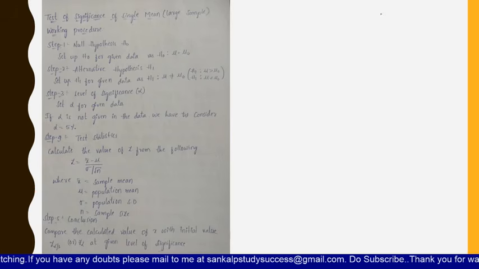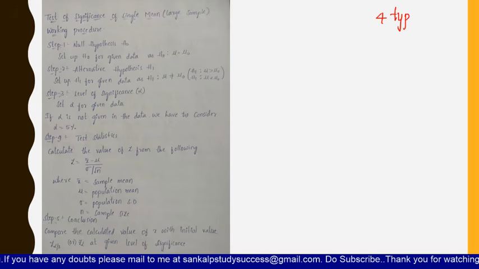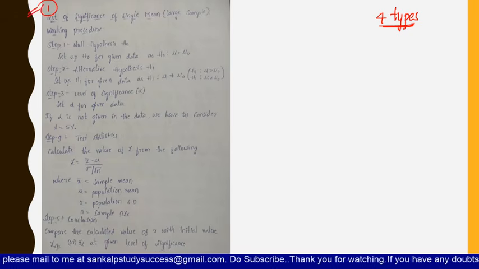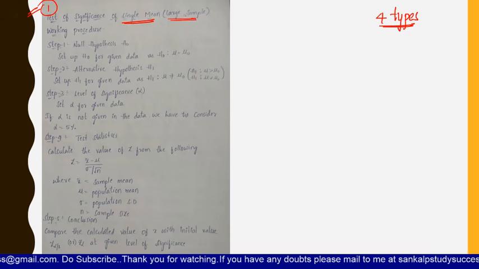We have discussed there are 4 types of problems or 4 types of test statistics. Now let us see all the 4 types one by one. The first one is the test of significance of single mean. From here we are going to have the problems for each type. This is the most important thing where we need to concentrate. This is for a large sample, that means n should be greater than 30. If n is greater than 30, then it is a large sample, and if n is less than 30, then it is a small sample.